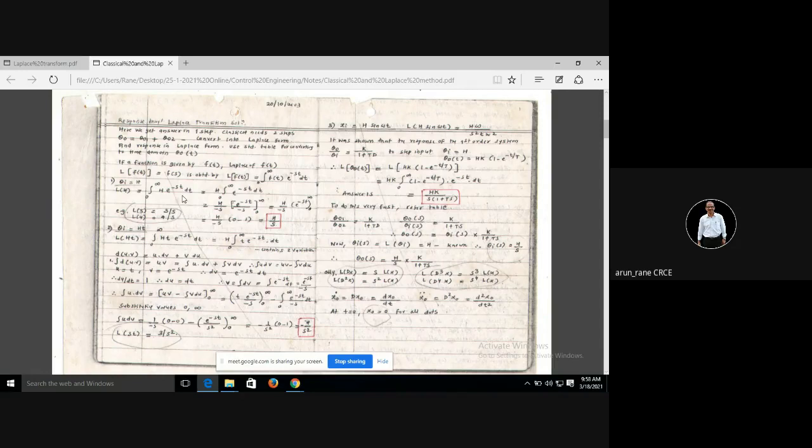So how is it done? By definition, if you remember, Laplace of f of t is equal to the integration from 0 to infinity of f of t into e raised to minus st dt. This is the basic definition of the Laplace transform.